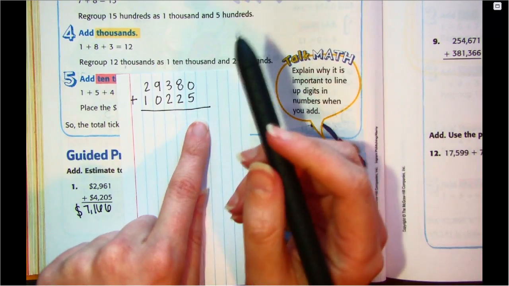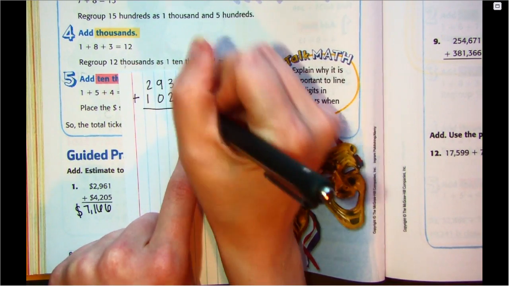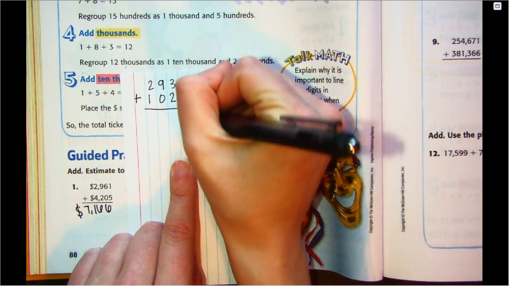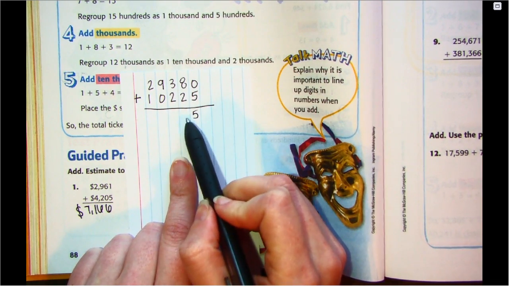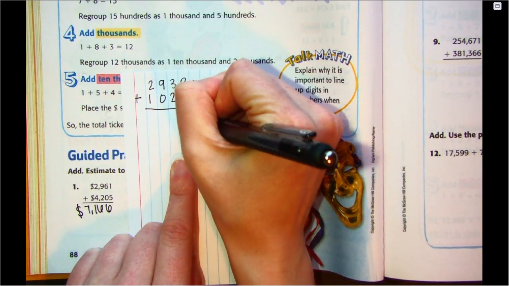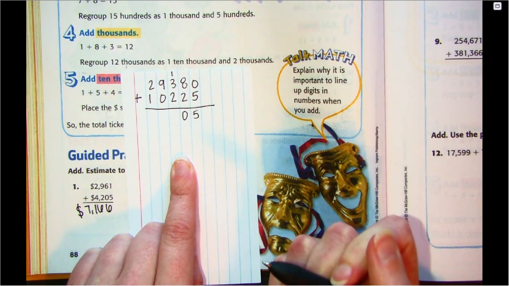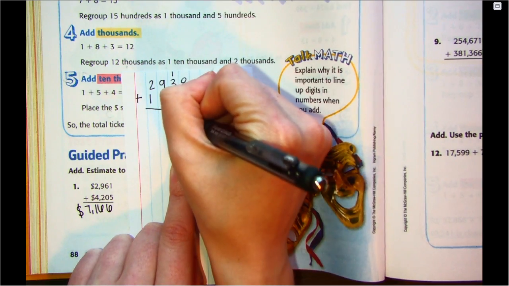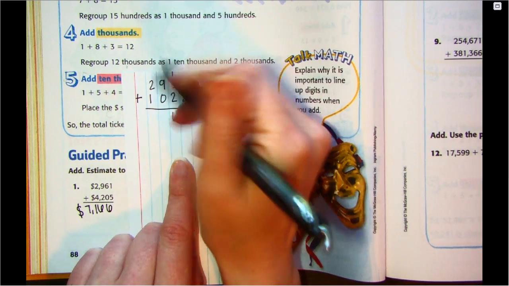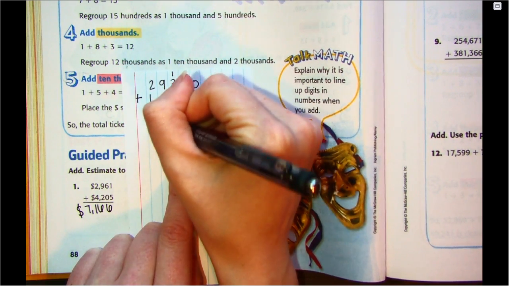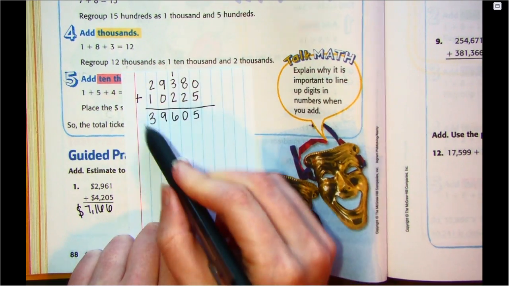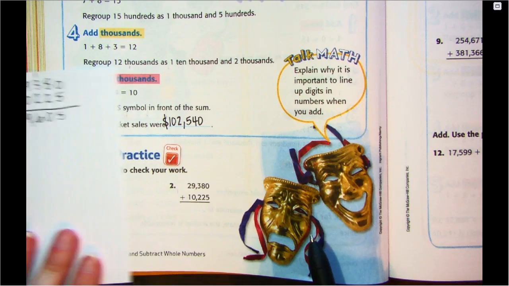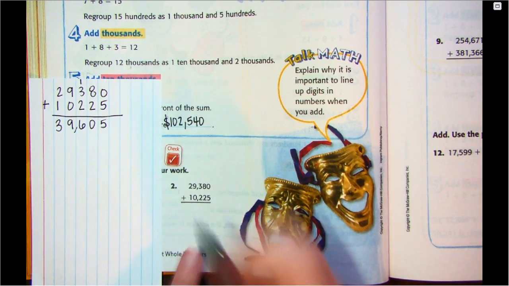So I'm going to start in the ones column. 0 plus 5 is 5. 8 plus 2 is 10. So because I don't have room to write the 10 here, I'm going to write the 0, carry the 1. 3 plus 2 is 5, plus 1 is 6. 9 plus 0 is 9, and 2 plus 1 is 3. So I have 39,605.